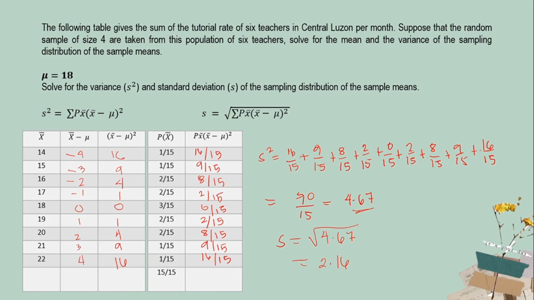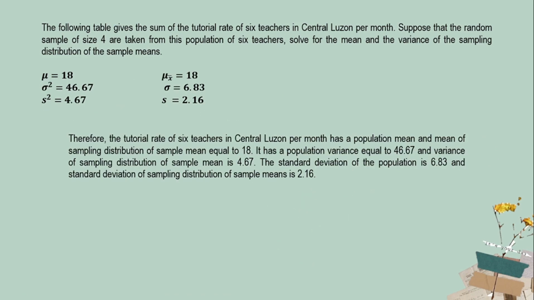So that is the variance and the standard deviation of the sampling distribution of the sample means. So therefore, the tutorial rate of 6 teachers in Central Luzon per month has a population mean and mean of sampling distribution of the sample mean, which is equal to 18. And it has a population variance equal to 46.67 and variance of sampling distribution of sample mean, which is equal to 4.67. And the standard deviation of the population is 6.83, and standard deviation of sampling distribution of sample mean is 2.16.